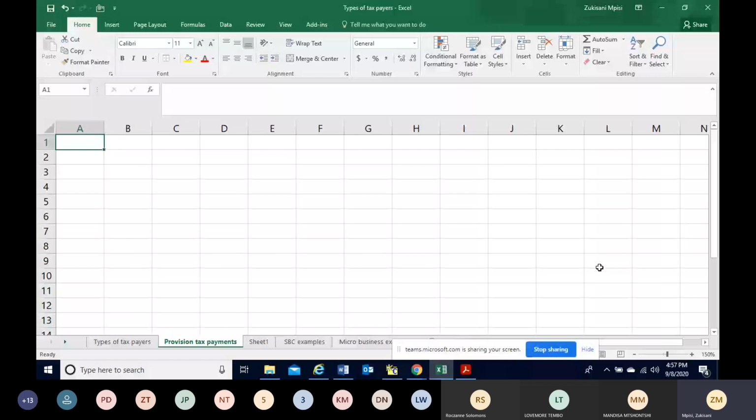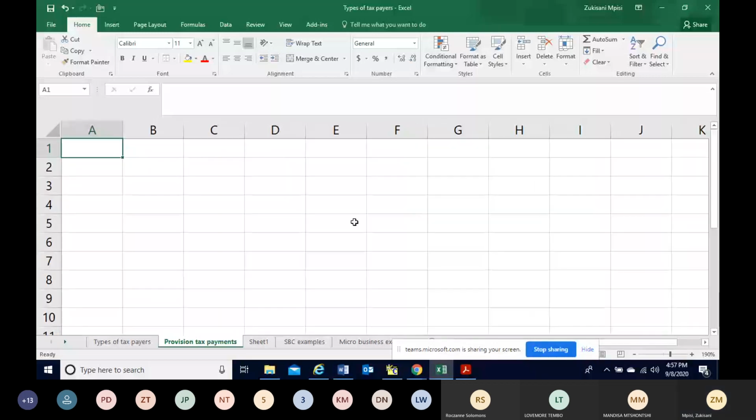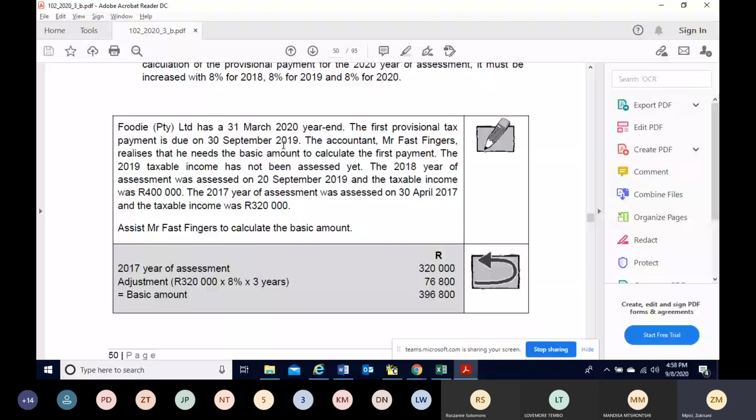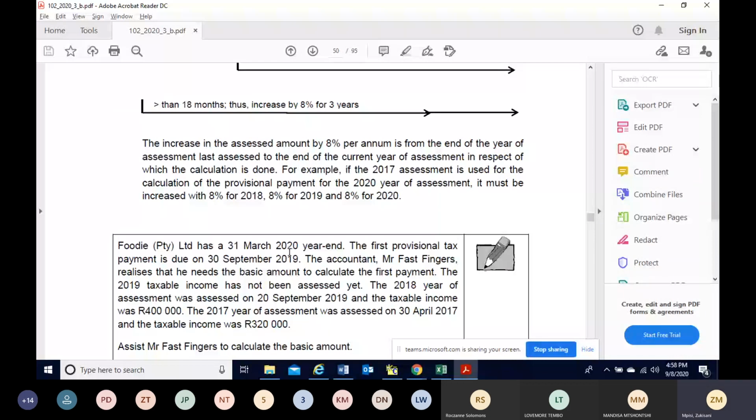So let us now try and apply this from the example provided in the question. So we've got an example provided where we are going to apply this theory of Foodie Pty Ltd. So page 50, I can also go to page 50 here, start to read it from here. Page 50 here, you are told that Foodie has a 31 March 2020 year end.